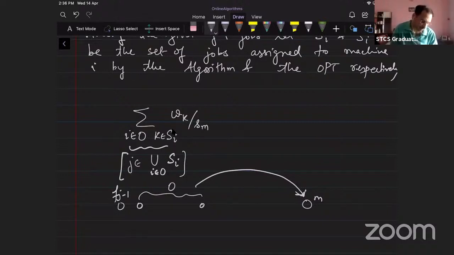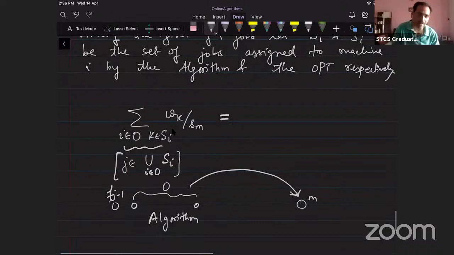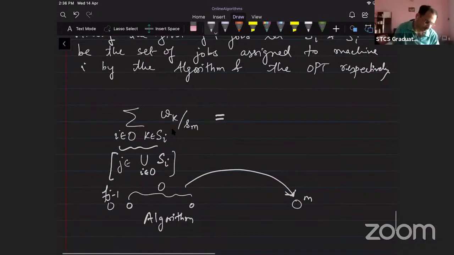Is this clear? So this is the algorithm. And I'm looking at the set of jobs which are assigned to machines in O. I'm looking at their perceived load if I were to assign all these jobs to the fastest machine. And that is why I'm dividing this quantity by SM. Is this clear what I'm trying to do? Yes. Okay. So now we're just going to rewrite in many different forms.